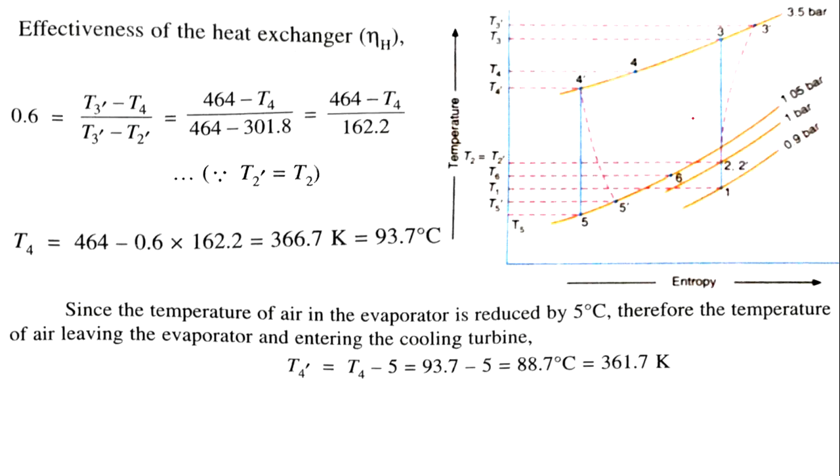Then I can find out that now I've got the temperatures T2, T3 dash. I can find out T4 by using the effectiveness of the heat exchanger. It is 0.6, that is (T3 dash minus T4) divided by (T3 dash minus T2 dash). This equation is actually studied in the sections where the heat exchanger comes. And here T2 dash is equal to T2 because they told us to take that process as isentropic.